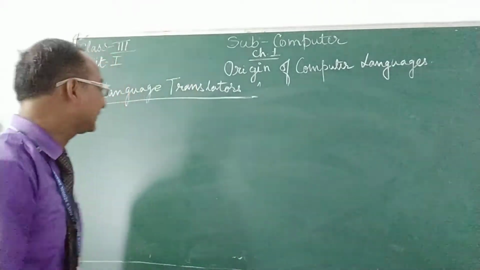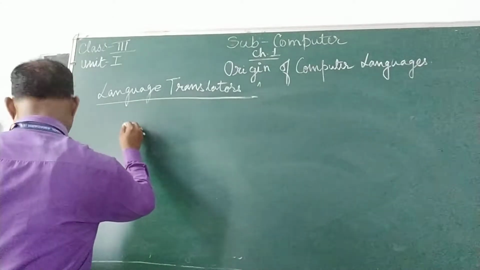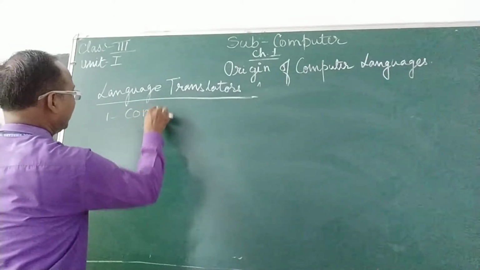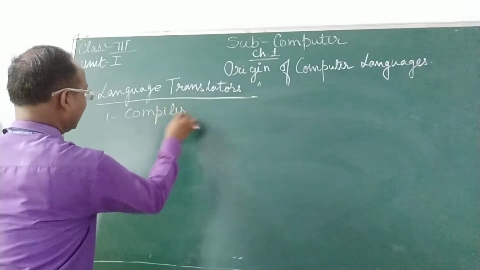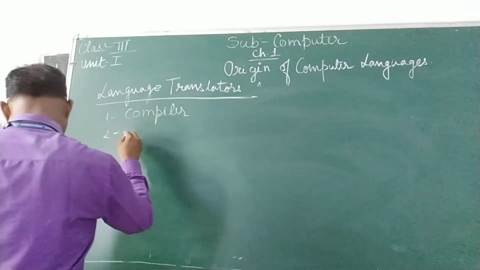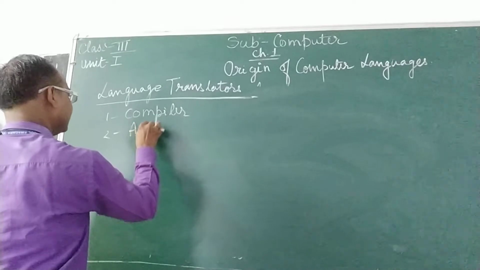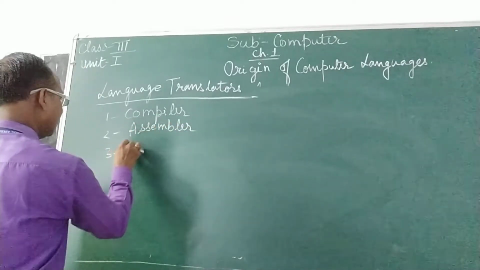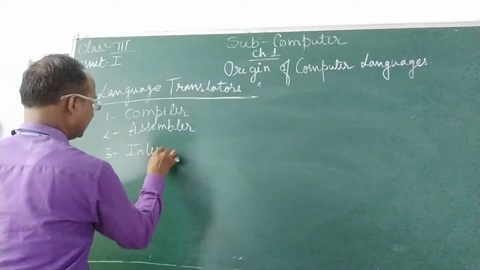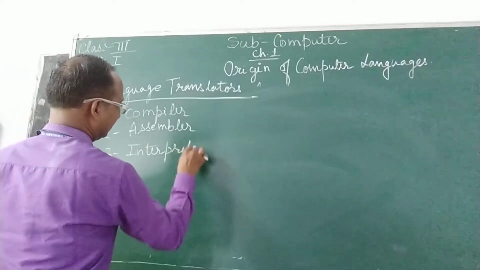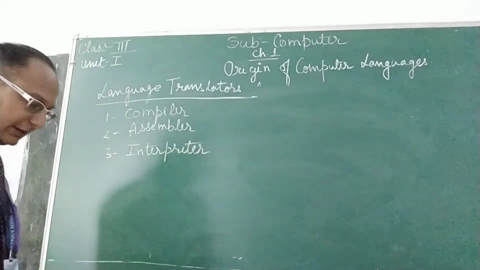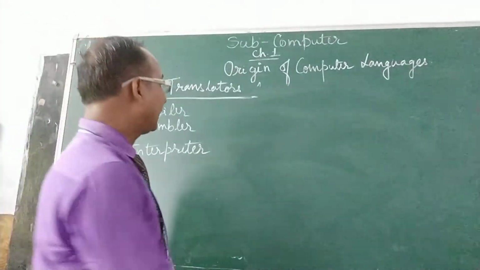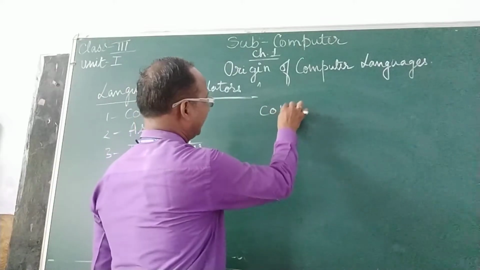So there are basically three types of translators. One is compiler, second is assembler, and third one is interpreter. So let us first read about our topic, compiler.